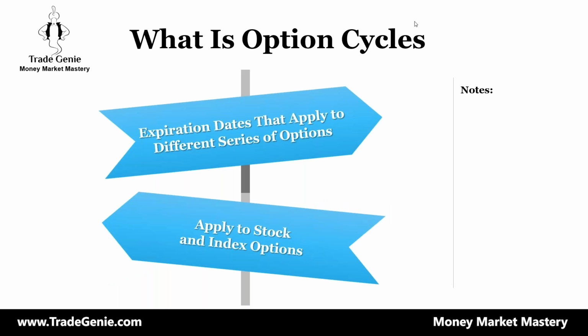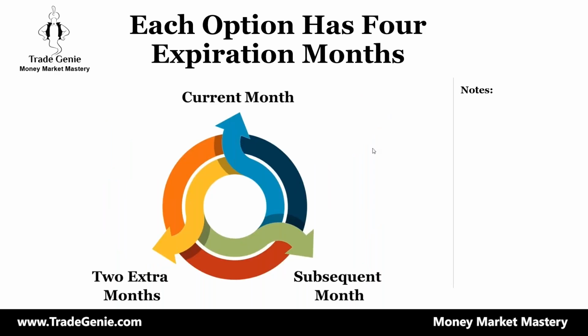Now, what is an option cycle? These are expiration dates that apply to different series of options. Options have different series. I will explain. They are assigned to cycles: January cycle, February cycle, March cycle. Based on the cycle an option is assigned to, it gets its expiration dates, and these apply to stock and index options. So each option has 4 expiration months. If you look at the option chain, you will always find at least 4 expiration months.